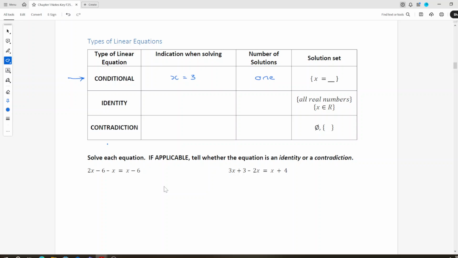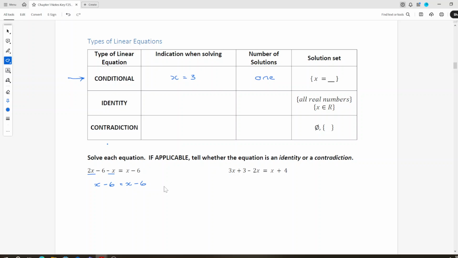So let's try some of these questions just to see what does happen, and then we'll determine whether that makes it an identity or a contradiction. So for this first one, if I went to go solve this, the first thing I would do is simplify. I'm going to collect like terms. I have 2x minus x is x. I'm left with x minus 6 is equal to x minus 6.